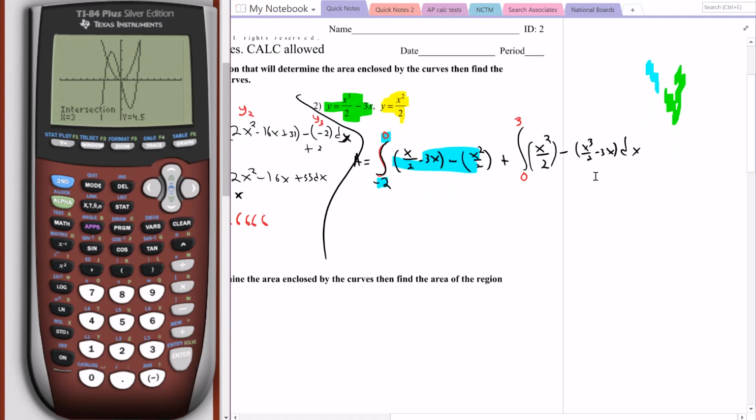So we're going to go ahead and integrate these. Both of them, we can do them at the same time. We're going to say math 9. We're going to enter this first integral exactly how it's written here on the paper.